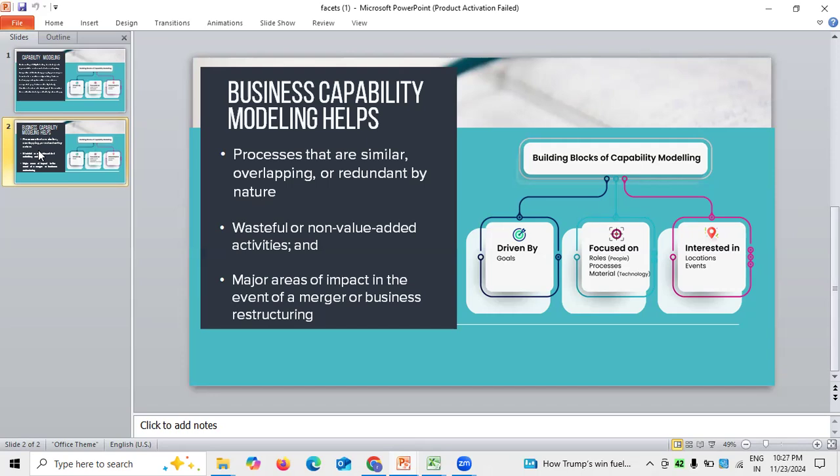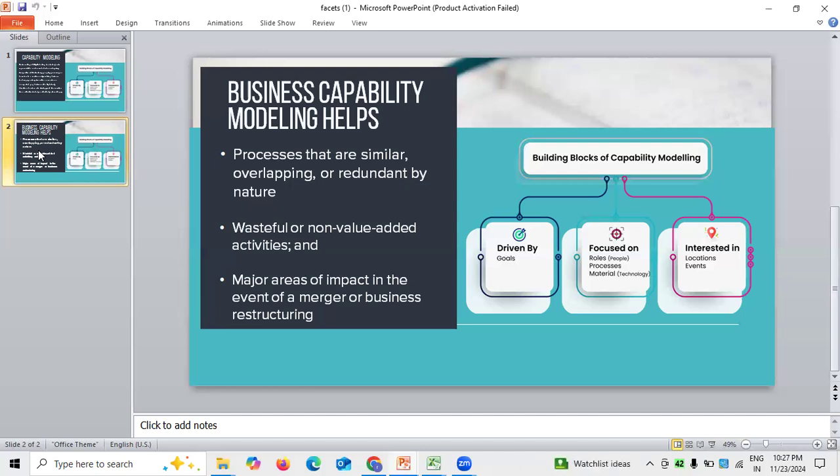When it comes to the building blocks of the capability model, we will be focusing on three areas. One is driven by goals, because at the end of the day, in the implementation as well as the usage of the organization during enterprise level transformation, in any enterprise, but here we have taken healthcare as an example, it will be driven by goals, because reaching targets is essentially important for any business. So the driving factor for any capability modeling is goals.